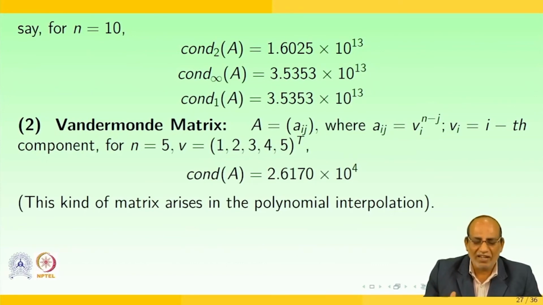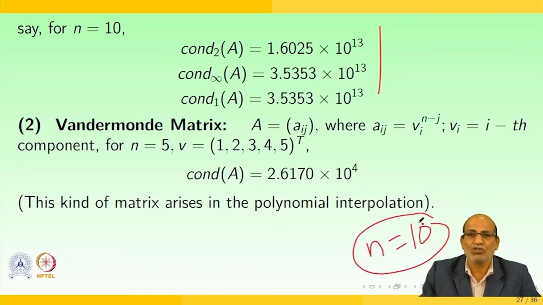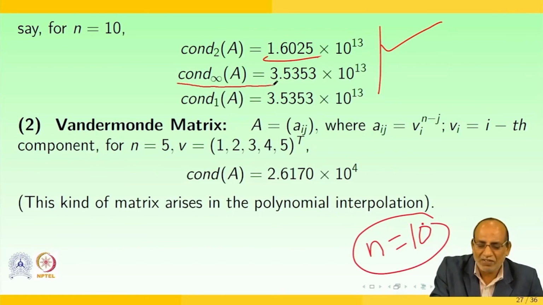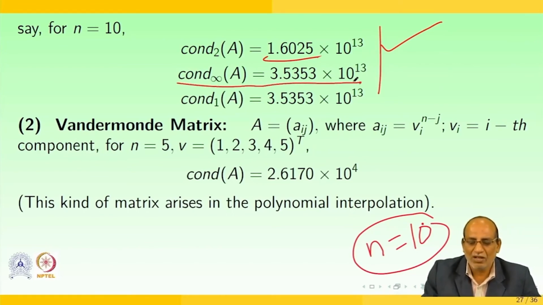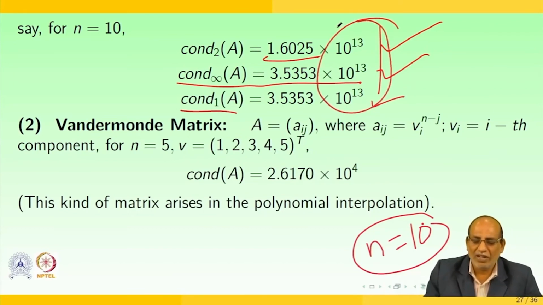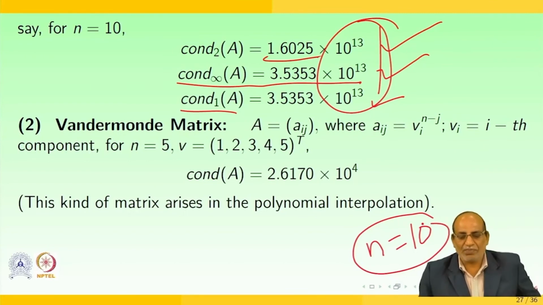Now let's say we start with n is equal to 10. So if n is equal to 10, what is the condition number pertaining to A? When you calculate it, it turns out to be 1.6025 times 10 power 13. Similarly, when you compute this with respect to infinity norm, it is 3.5353 times 10 power 13. Similarly, when you compute with one norm, it turns out to be this. So in all these cases, it is a bigger number. Therefore, obviously you can conclude that the system will become an ill-conditioned system.